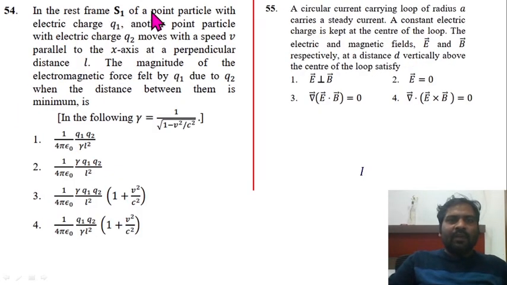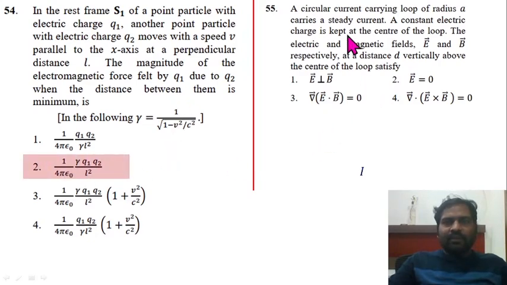Question number 54. In the rest frame S1 of a point particle with electrical charge Q1, another point particle with electrical charge Q2 moves with a speed v parallel to the x-axis at a perpendicular distance L. What is the magnitude of the electromagnetic force felt by Q1 due to Q2 when the distance between them is minimum?